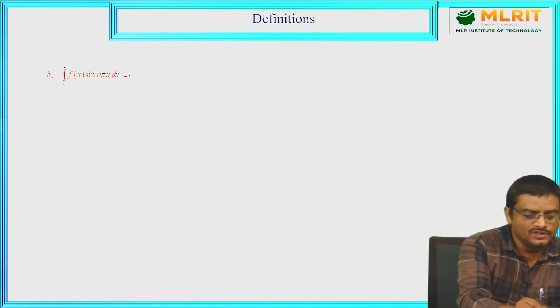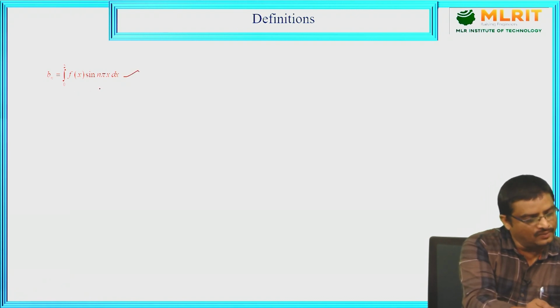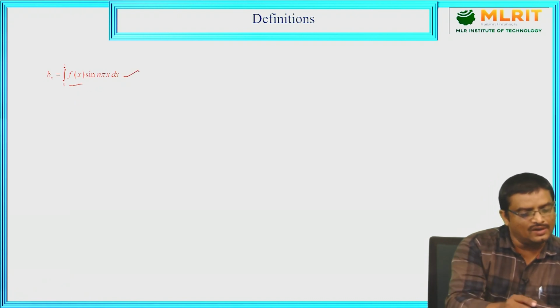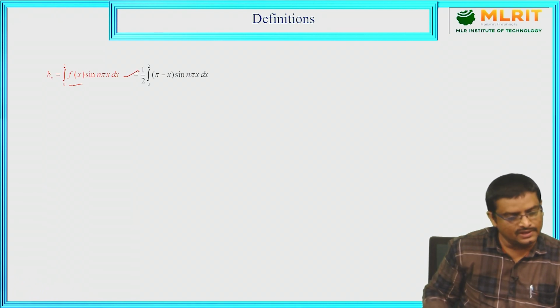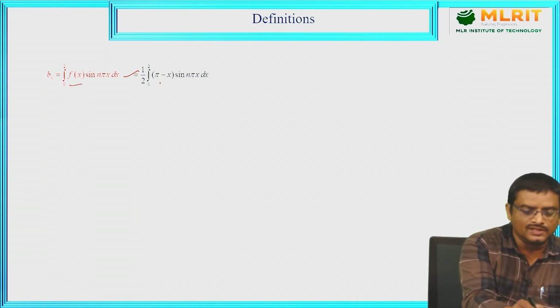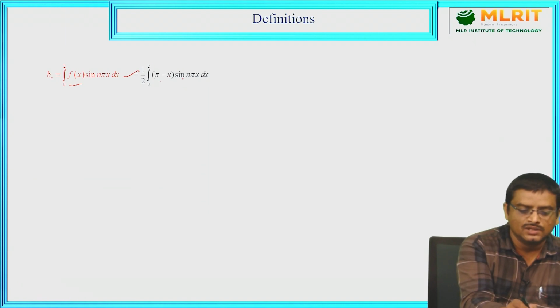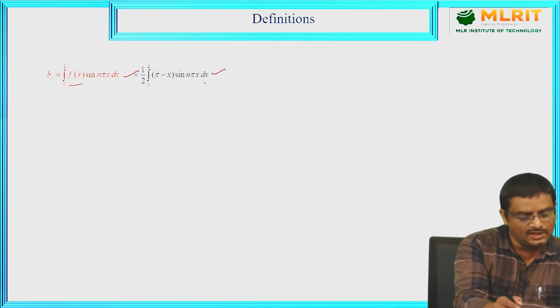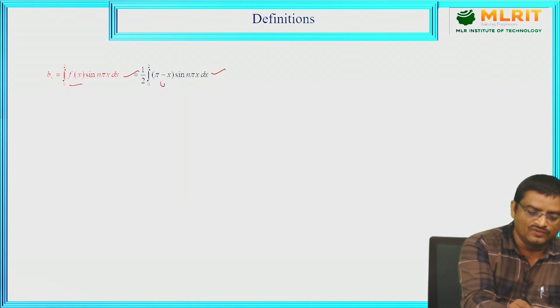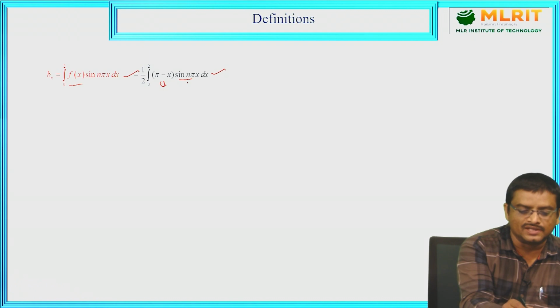So b n, this is the formula we will use to find the value of b n. Similarly, substitute the value of f of x, that is pi minus x by 2. Take the denominator outside. So integral 0 to 2 of pi minus x into sin n pi x. Here also you apply the integral of uv. Consider pi minus x as u and sin n pi x as v. As we discussed previously, apply the same formula here.